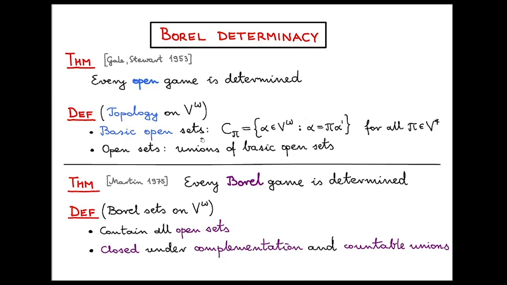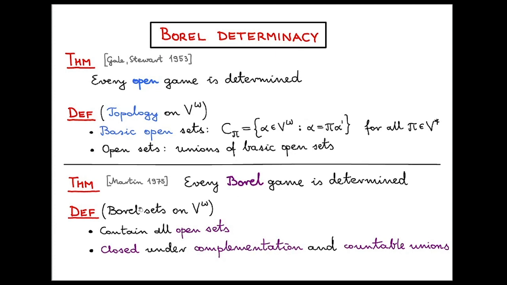So the basic open sets are defined to be the cylinders, which are simply the sets of all infinite paths which have the same prefix pi. So we have a cylinder for every finite prefix pi. And then the open sets are simply unions of basic open sets.